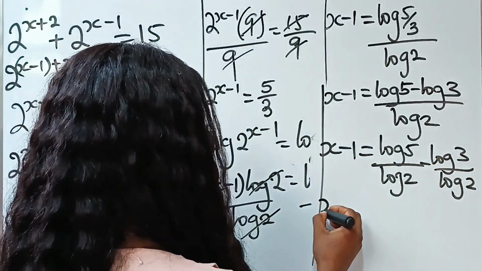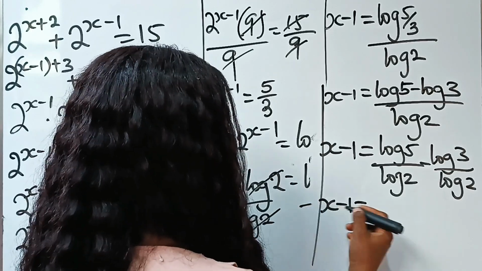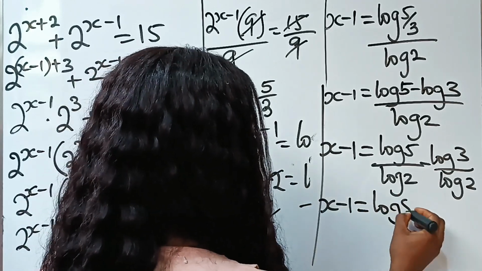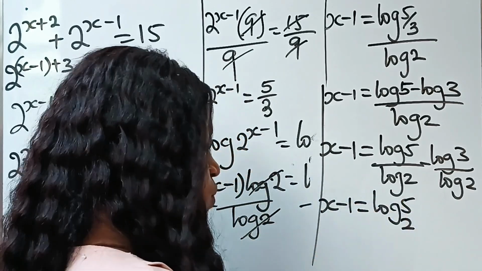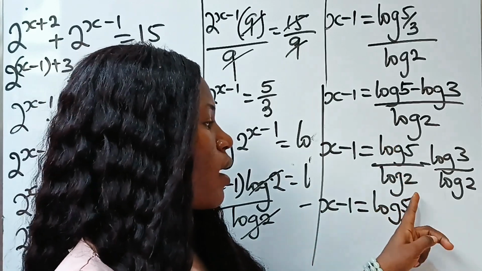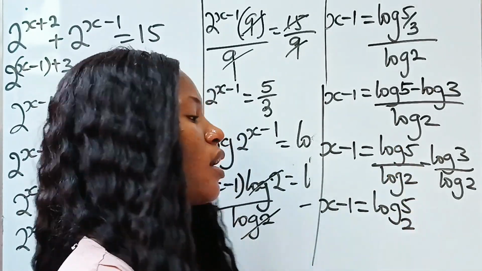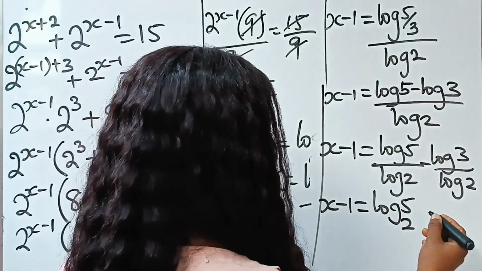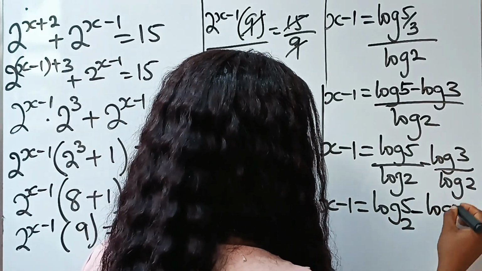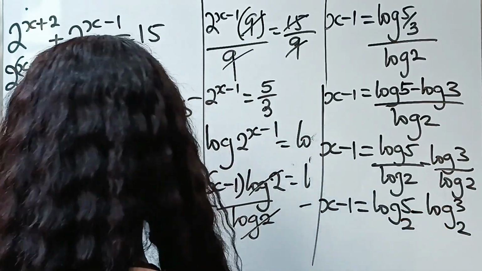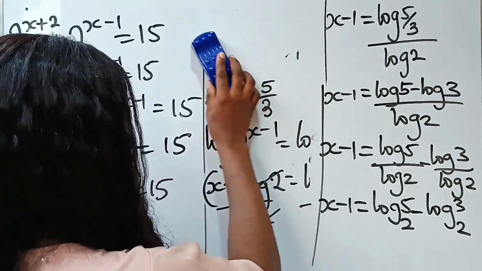Okay, so we have x minus 1 is equal to log 5 base 2. Yes, when you have log a over log b, it is the same thing as log a base b. Okay, so we have log 5 base 2 minus log 3 base 2. But recall that we are looking for the value of x.